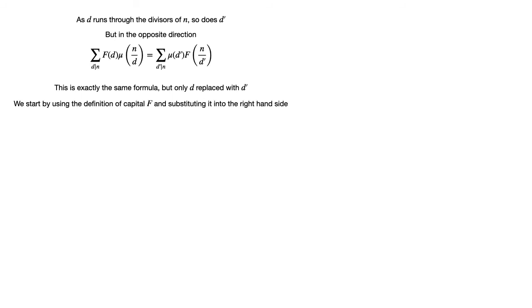As far as the proof is concerned, we start by using the definition of capital F and substituting it into the right hand side. We have that the RHS equals the sum as d divides n of mu of d into capital F of n upon d, which equals the sum as d divides n of mu of d multiplied by the sum as c divides n upon d of little f of c, which equals the sum as d divides n of the sum as c divides n upon d of mu of d multiplied by little f of c. Here we moved mu of d inside the second summand.